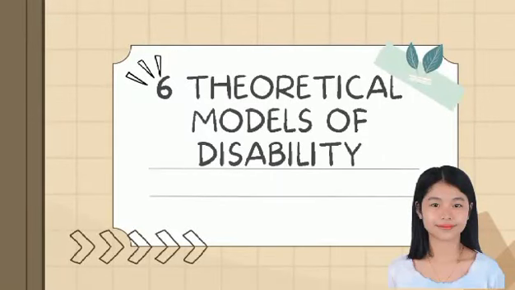I am Teresa Joy Masiliones, and let's talk about the 6 theoretical models of disability. So, what is a theoretical model of disability? Models of disability are tools for defining impairment and ultimately for providing a basis upon which government and society can devise strategies for meeting the needs of disabled people.